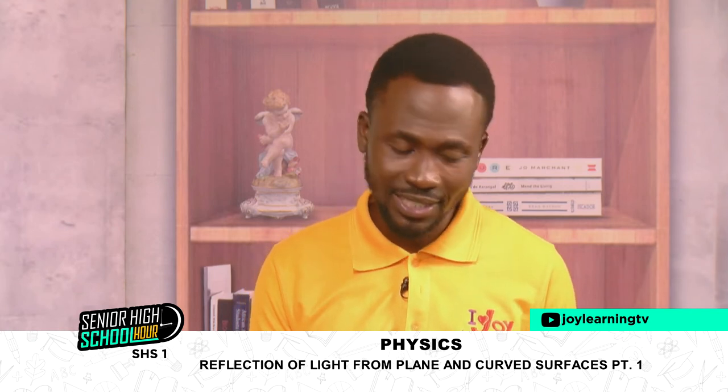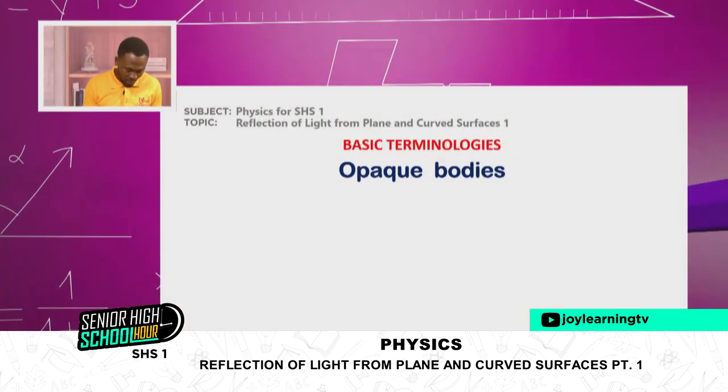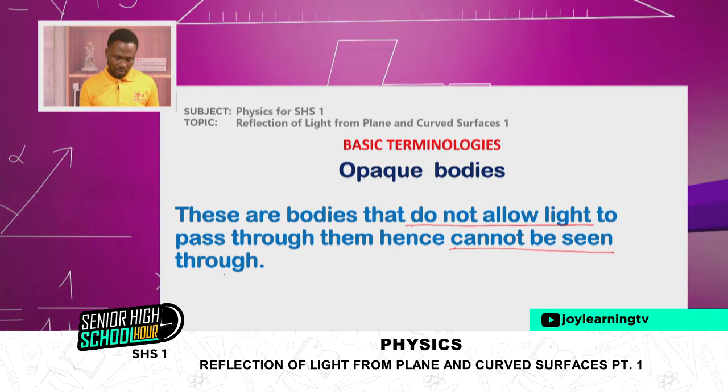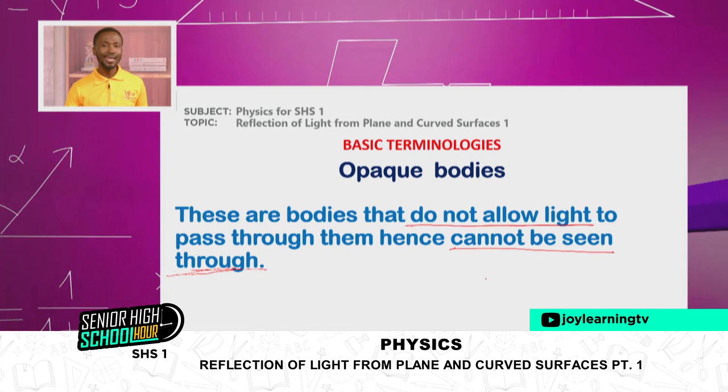These ones, opaque bodies, they cannot be seen through at all. So these are bodies that cannot be seen through at all. Why? Because they do not allow light to pass through them. Hence, they cannot be seen through. So we call them opaque bodies.